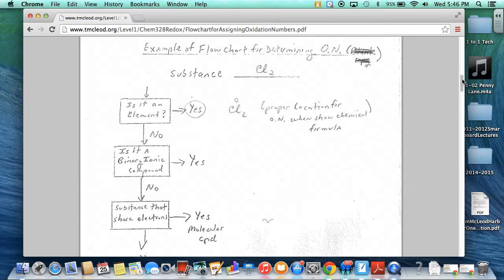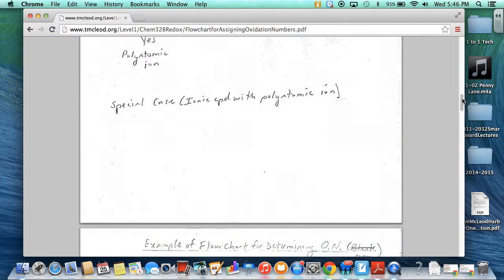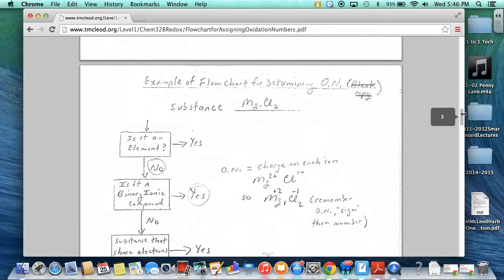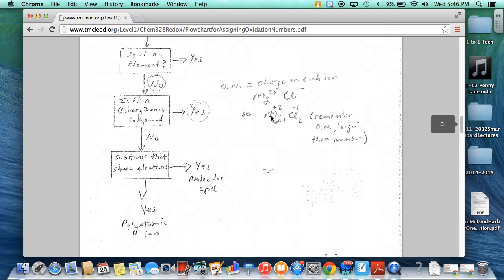So that's the first example. So all elements work that way. Next one, MgCl2. Well, MgCl2 is not an element, no. It's a binary ionic compound. So therefore, as we said before, if it's a binary ionic compound, the charges are the oxidation numbers. So here are the two charges, and therefore the oxidation numbers are those. Remember, again, oxidation number, the sign goes before the number. Okay?